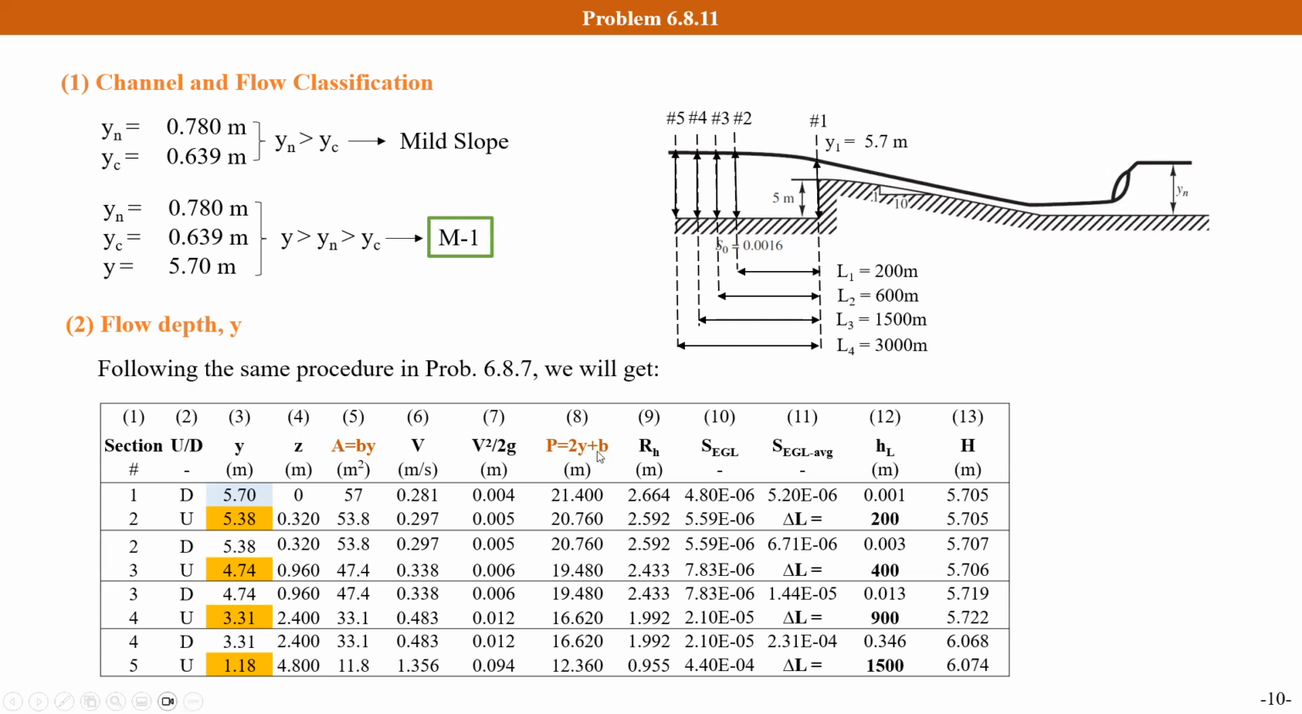After we do the revision, we can try different values of the water depth at different sections to make the total energy at downstream equal to the total energy at upstream. Then we can get the water depth at different sections.